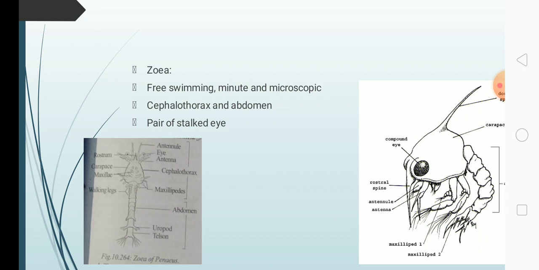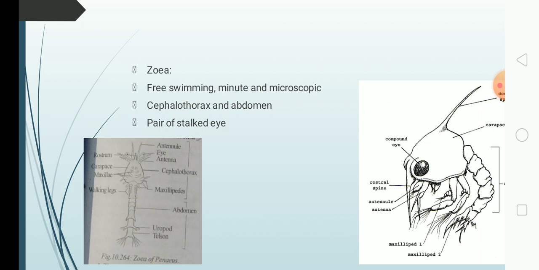Then it has paired stalked eyes. The eyes are stalked, compound eyes will be there, and there are 5 cephalic appendages. In the thorax, 3 pairs of maxillipedes are slightly developed, and the remaining 5 are walking legs, which are in the form of birami. So in total 8 plus 5, so 13 pairs of appendages.